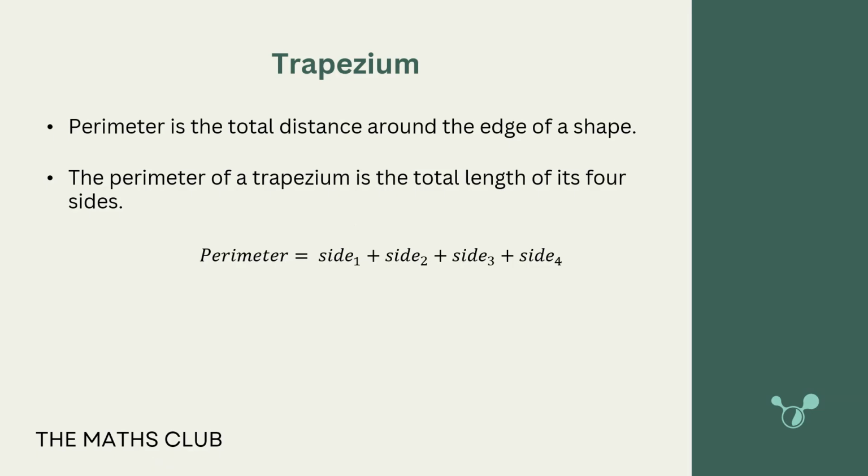Now we're in perimeter. What is perimeter? We said perimeter is the total distance around the edge of a shape, and the perimeter of a trapezium is the total length of its 4 sides. So if we have the 4 sides, side 1, side 2, side 3, side 4, by the time we add all of that, we'll have the perimeter.